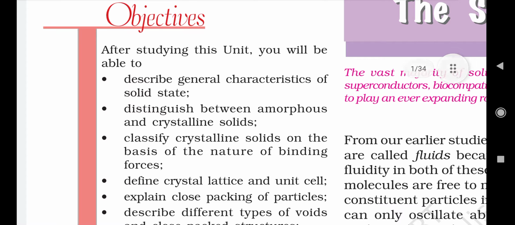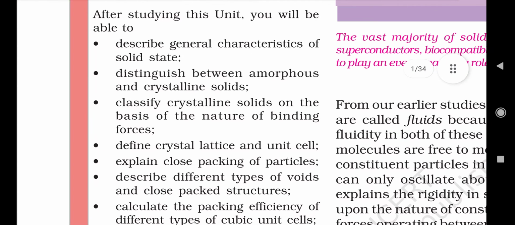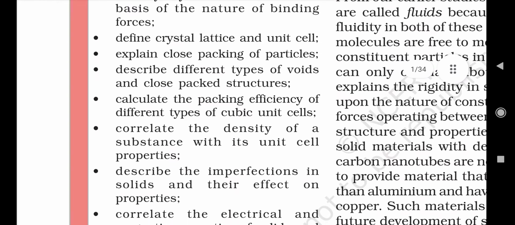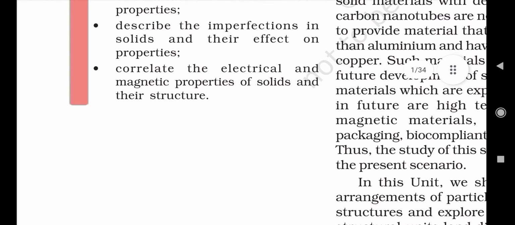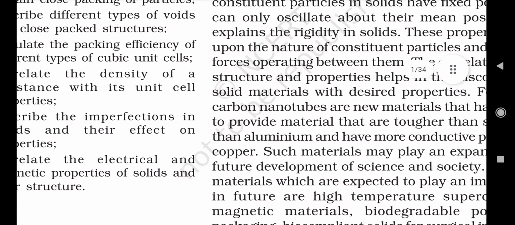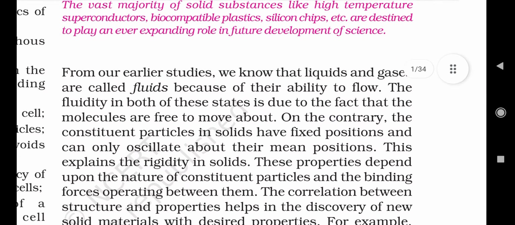We'll discuss the characteristics of solid state. We'll distinguish amorphous solids and crystalline solids. Then we classify crystalline solids on the basis of nature of binding forces. We'll see what a unit cell is, crystal lattice, packing fraction, deficiency, imperfection, physical deficiency, and the electrical and magnetic property of solids and their structure. So these are the objectives that we have to go through. So we'll start the first paragraph. As you know, in this chapter I'll explain you NCERT line by line, so we'll continue that.